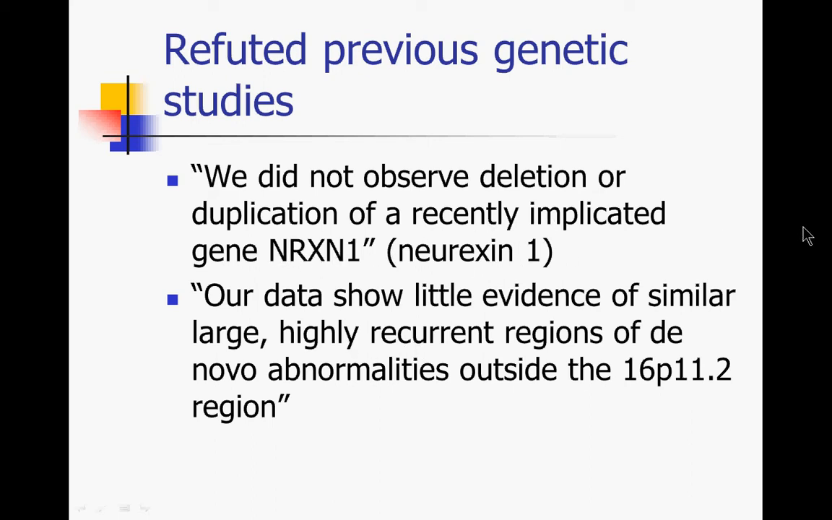What was funny too is that they looked for other genes. Orexin 1 was a gene that was very, very, very highly touted as the autism gene. And their data showed that they didn't see really any deletions or duplications of this Orexin 1. So they basically said that the data shows little evidence of similar large or highly recurrent regions of these abnormalities outside of chromosome 16. So as I said, they refuted all the other genetic research saying it's this gene, it's that gene, it's this gene.